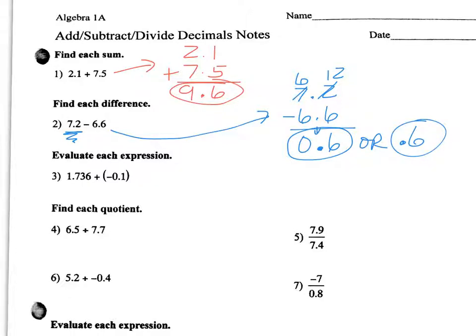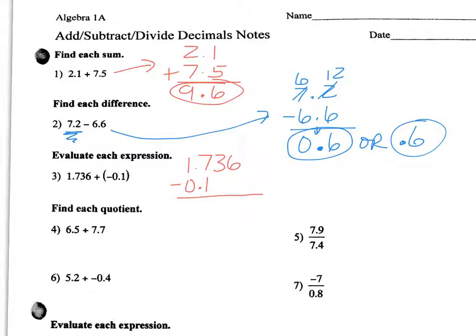Here's another addition problem, but it is involving a negative. So again, we're going to rewrite it vertically. 1.736. The first number goes on top. And when you add a negative, really all that is subtraction. So really what you're doing is subtracting 0.1.